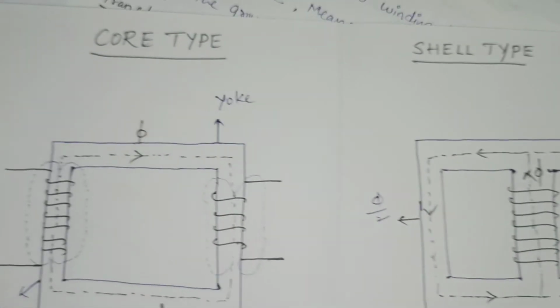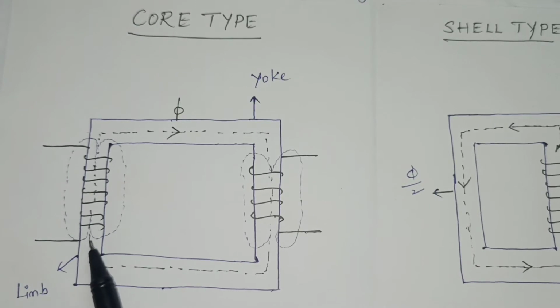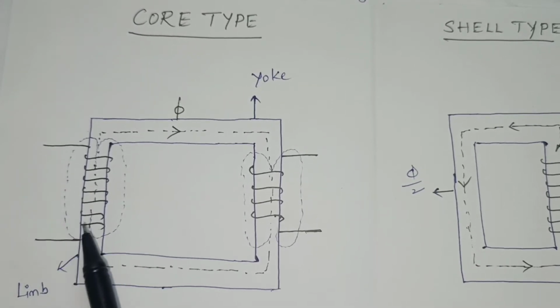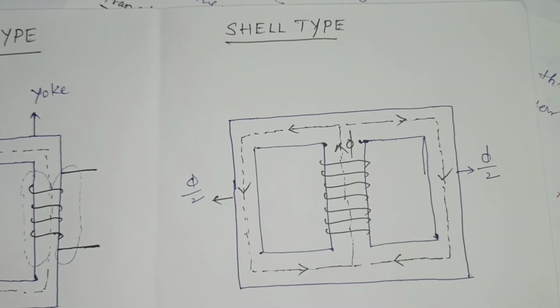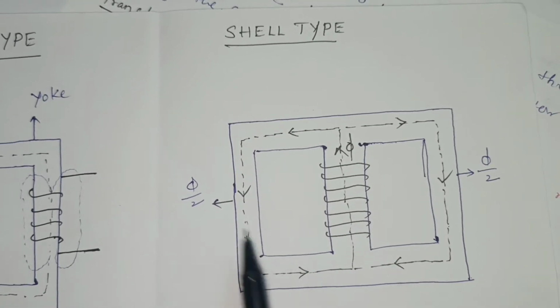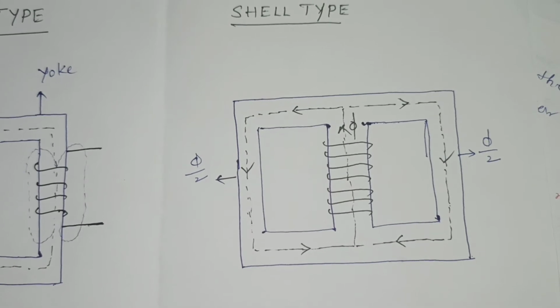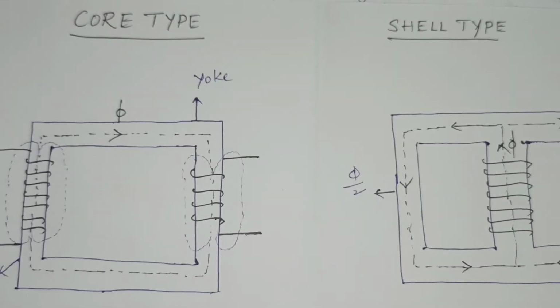Now in the core type transformer, the core is surrounded by the winding. This is the main difference. Core surrounded by the winding is the core type transformer, and winding surrounded by the core is the shell type transformer. This type of shell type transformer is also called sandwich type winding. Sandwich type winding.